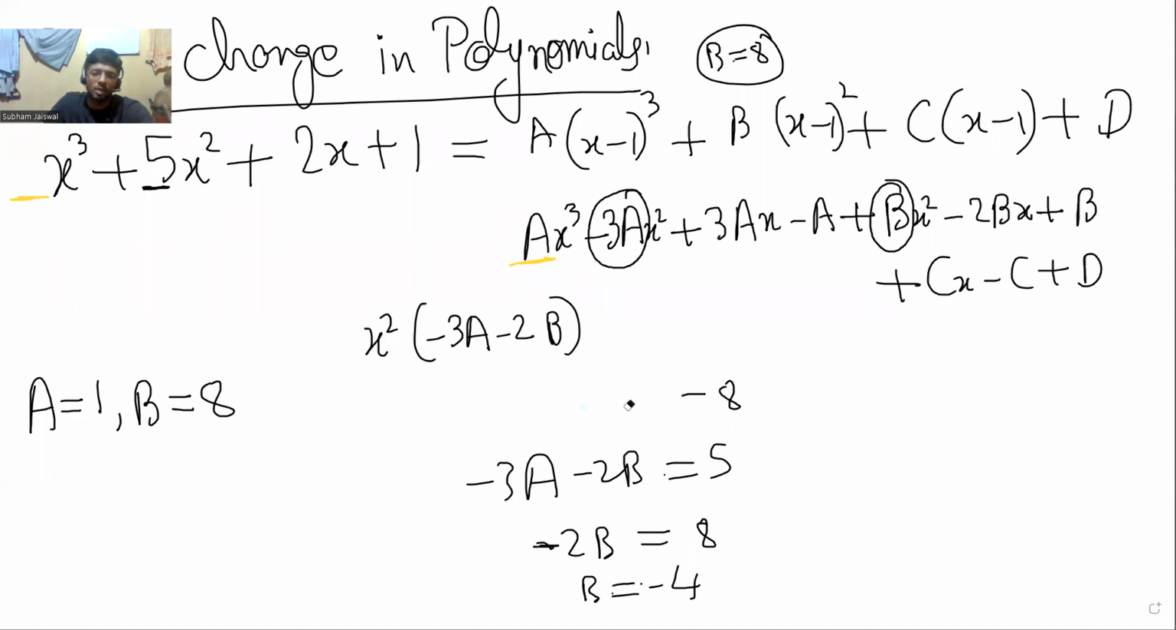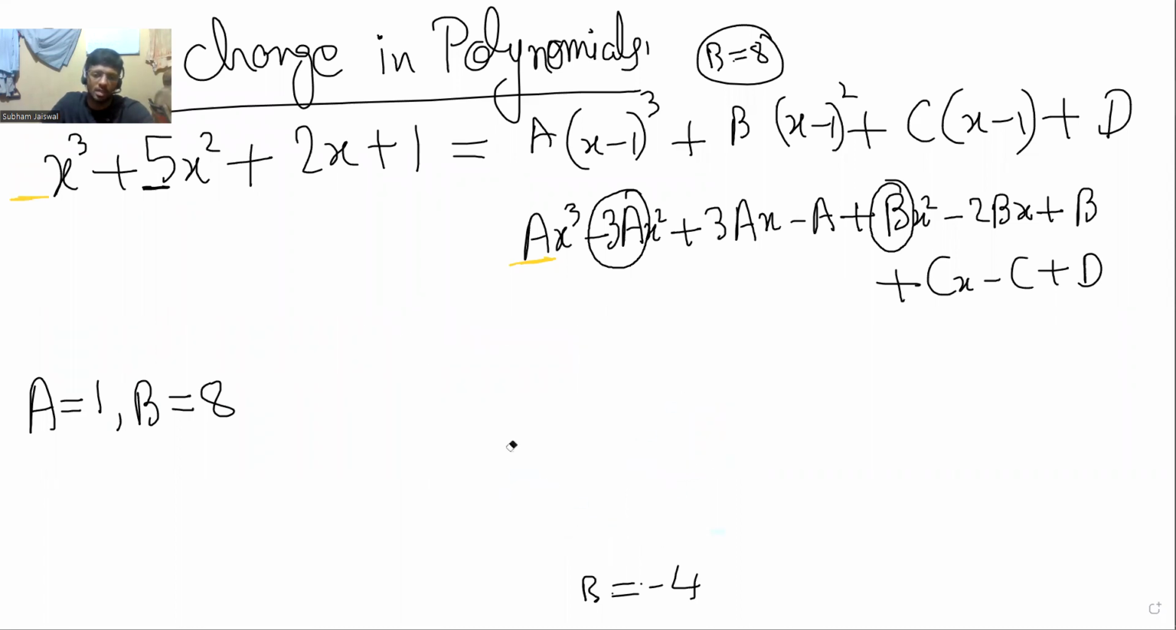So these are the things. And now quickly tell me the other coefficients. Sorry. C is 15. Okay, nice. And what is D?